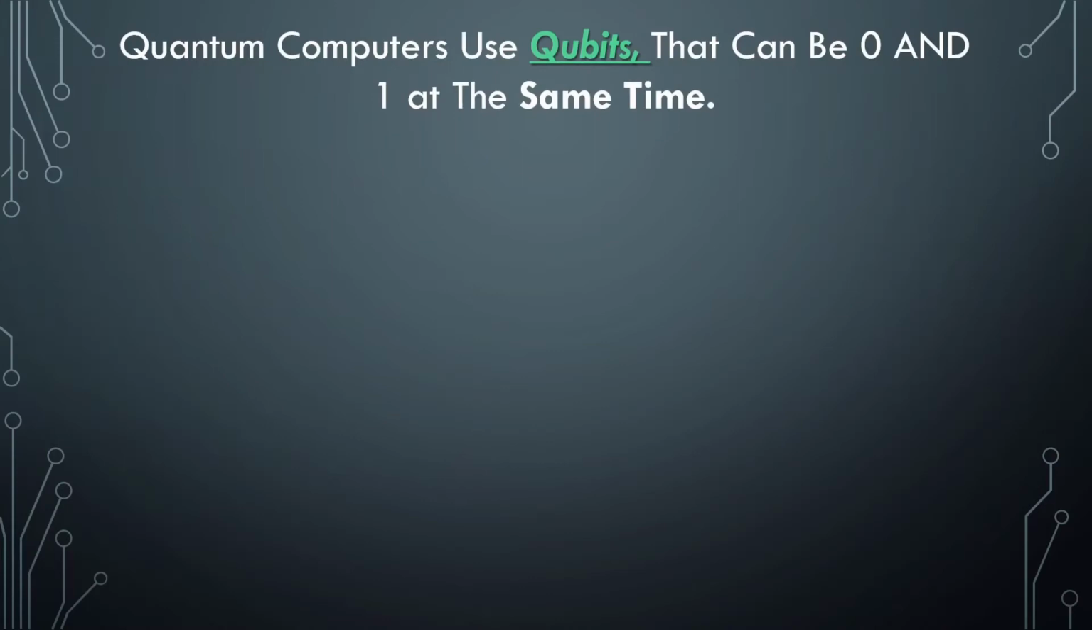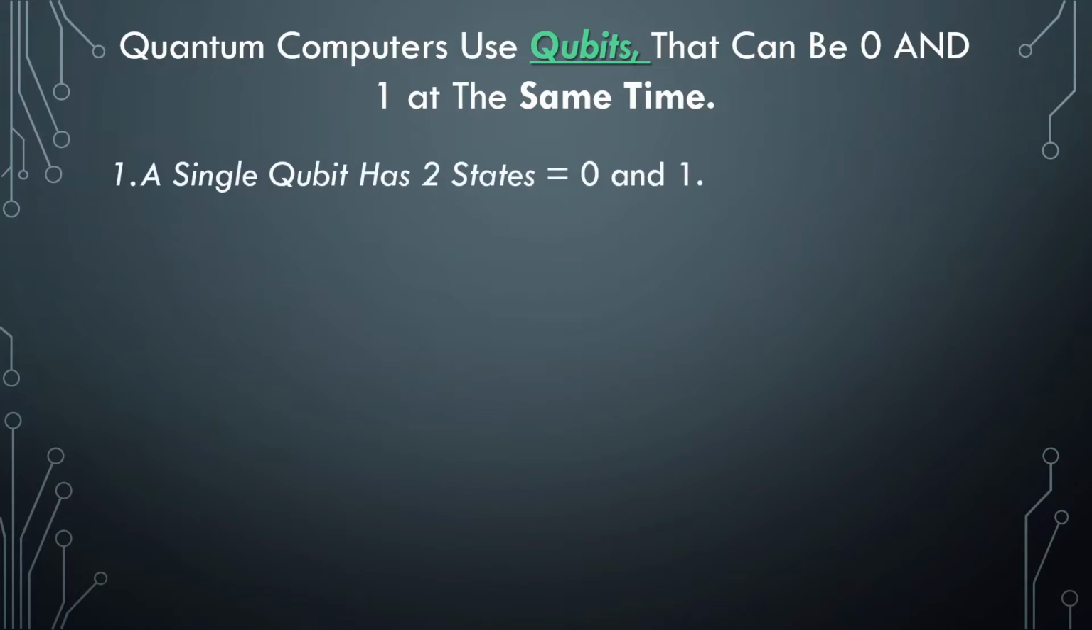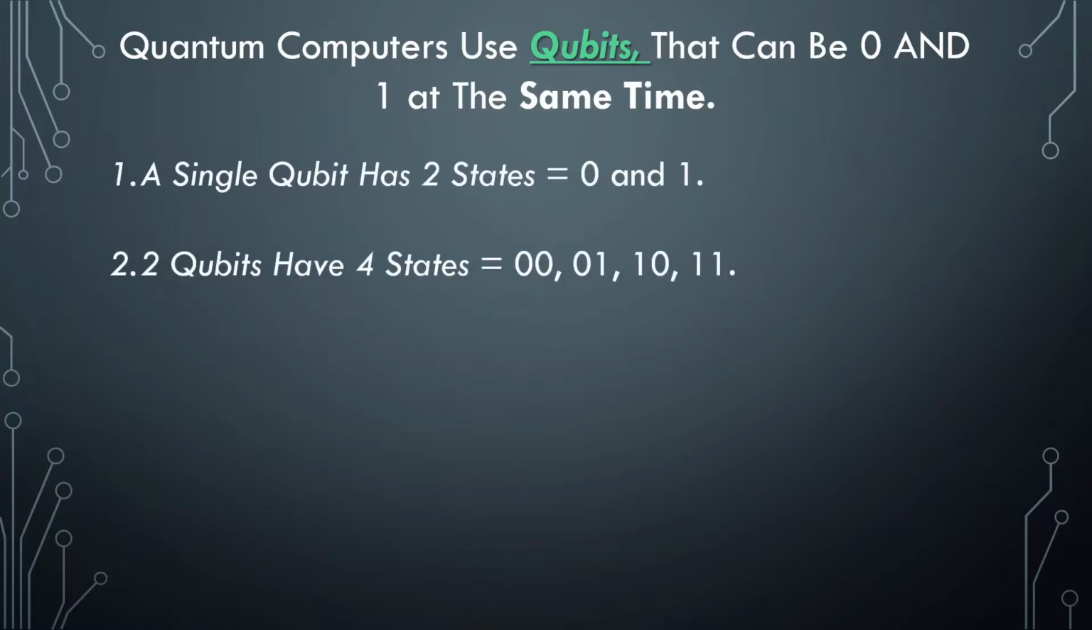Quantum computers use qubits or quantum bits that can be 0 and 1 at the same time, while classical computers use bits, either 0 or 1. A single qubit can have two states, 0 and 1. Two qubits have 4 states, which are the following.